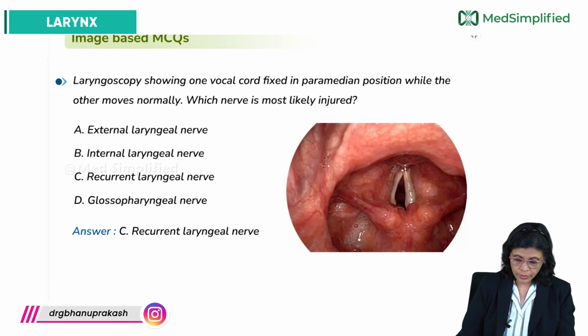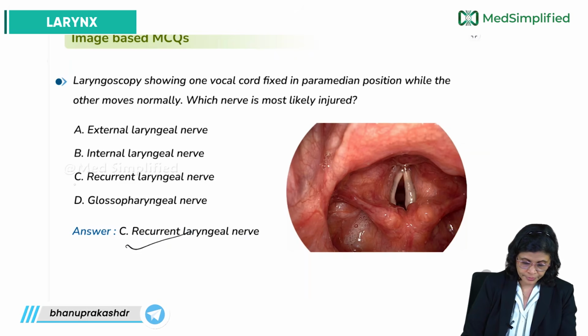Laryngoscopy shows one vocal cord fixed, in the paramedian position, while the other moves normally. Which nerve is most likely to be injured? Here we have the recurrent laryngeal nerve which is likely to be injured.